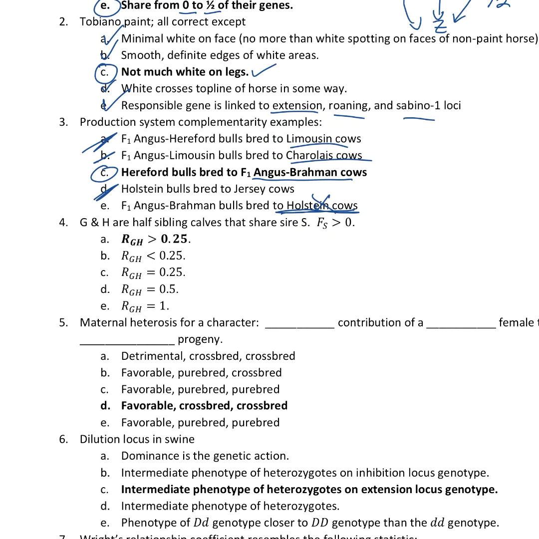Moving on to number 4, we have G and H that are half siblings that share sire S, and sire S's inbreeding coefficient is greater than 0. So we know that S is inbred. Okay, so this is what our little pedigree is going to look like. They are half sibs, so they have different mothers.